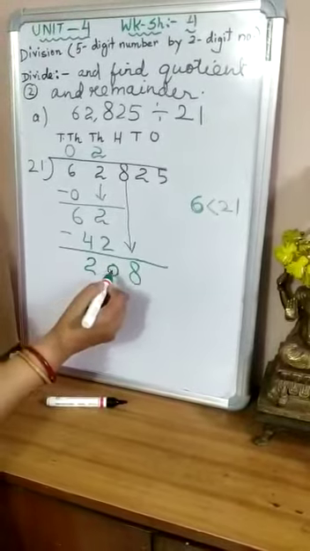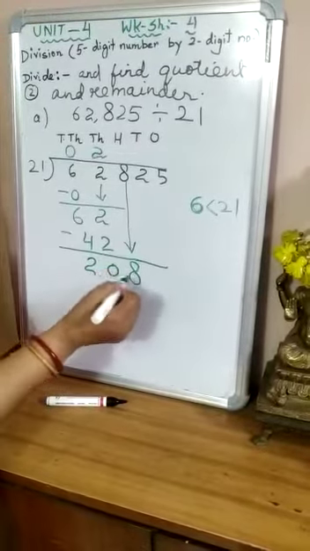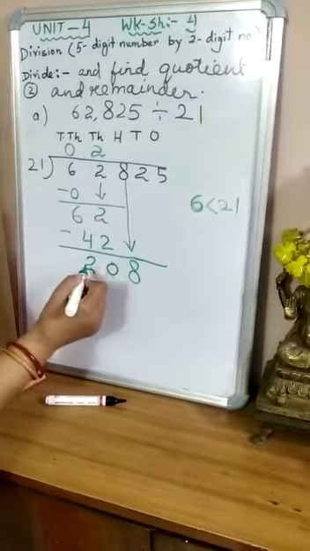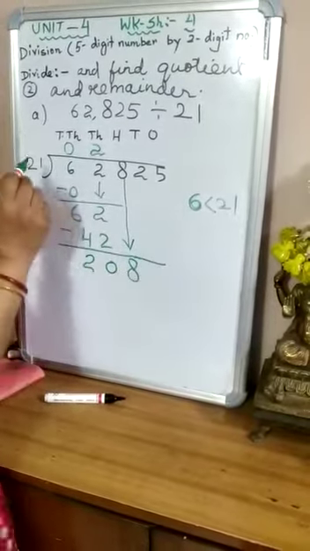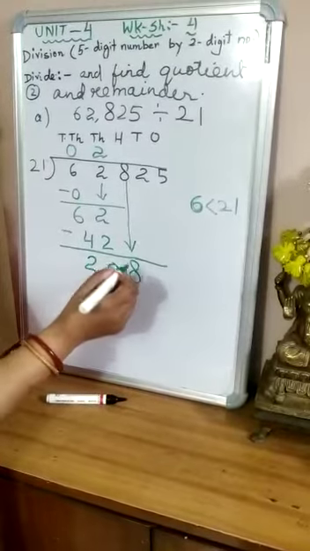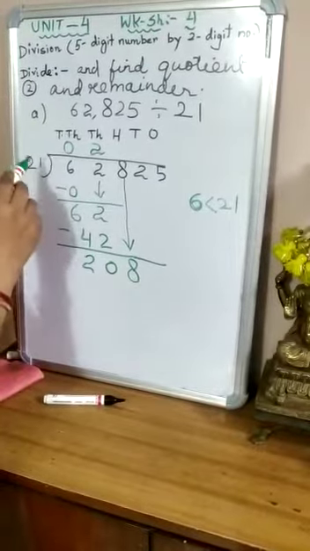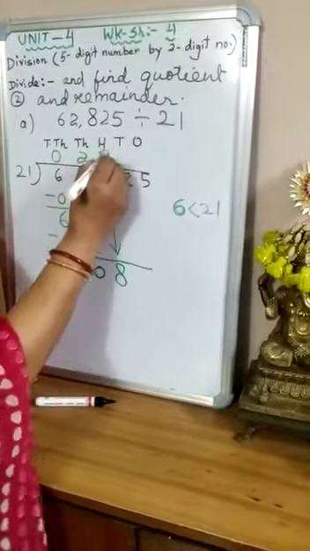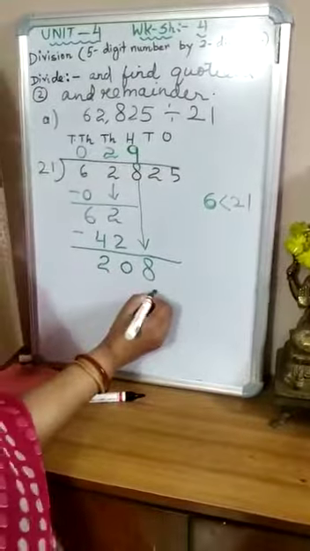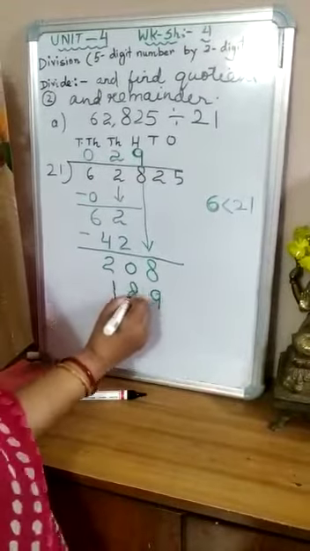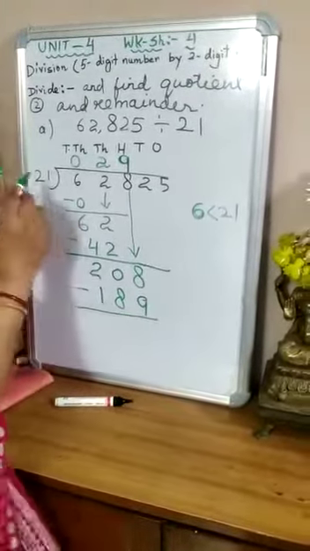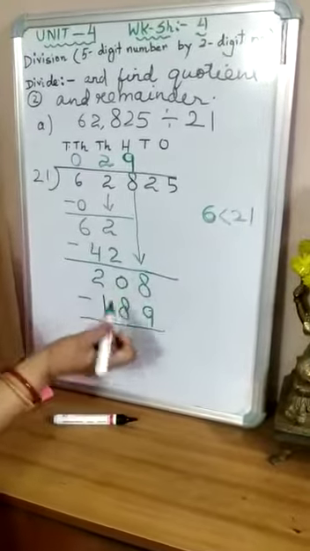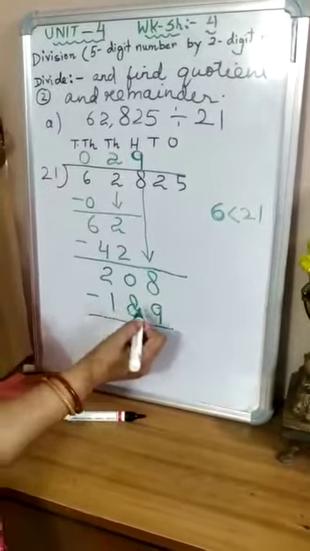Now it becomes 208. And what is the value of this 208? Place value 200 and 8, so 208 hundreds. And we divide 208 hundreds by 21. Here 208 is more than 21. So we'll start the multiplication table of 21. 21 nines are 189, because 21 tens are 210, and 210 is more than 208. So 21 nines are 189.